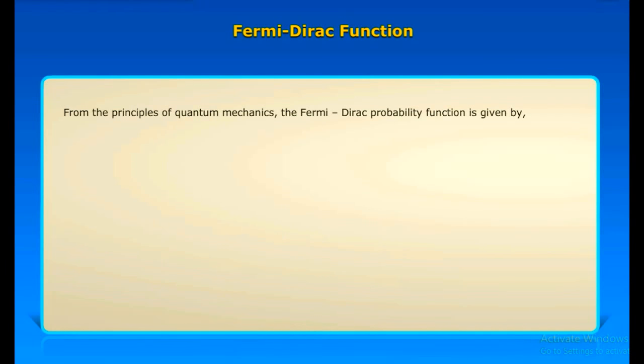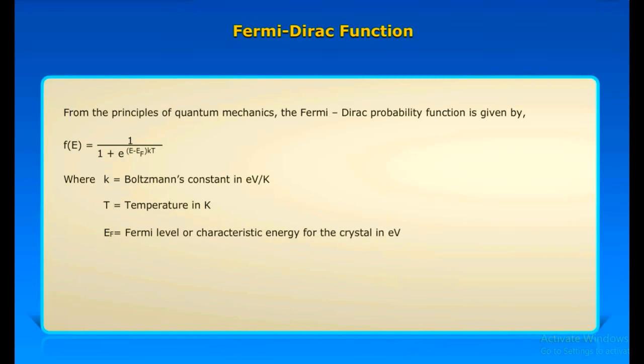From the principle of quantum mechanics, the Fermi-Dirac probability function is given by where k is equal to Boltzmann's constant, T is equal to temperature, Ef is equal to Fermi level or characteristic energy for the crystal in electron volt. E is equal to energy level occupied by an electron.